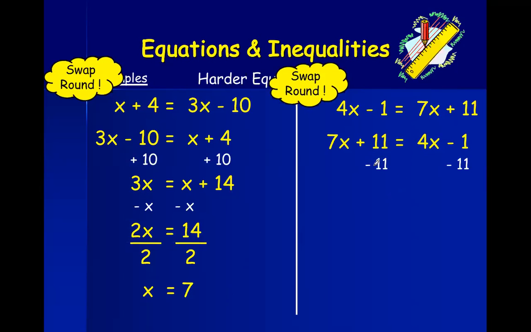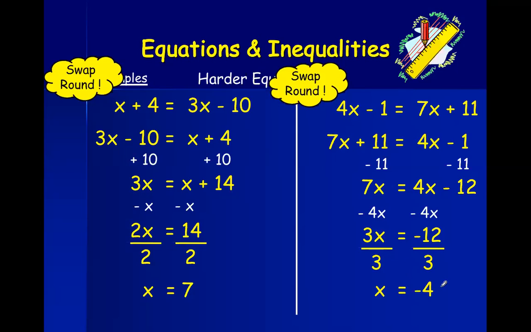Take away 11 both sides. So minus 11 minus 1 to make it more negative. So 7x equals 4x minus 12. Then you take away 4x on each side. You end up with 3x equals negative 12. Divide by 3. x equals negative 12 divided by 3, which is negative 4.